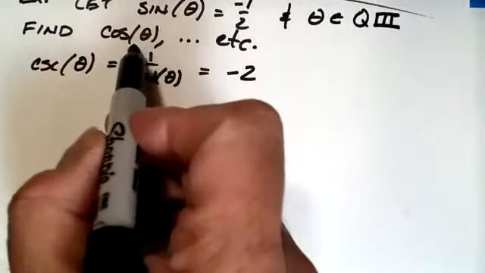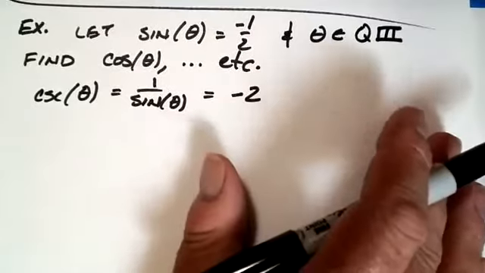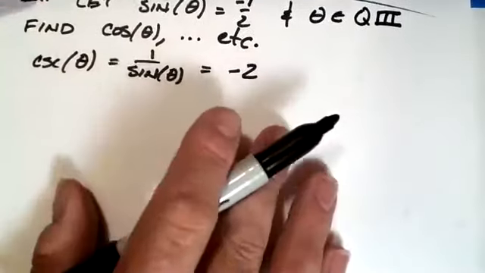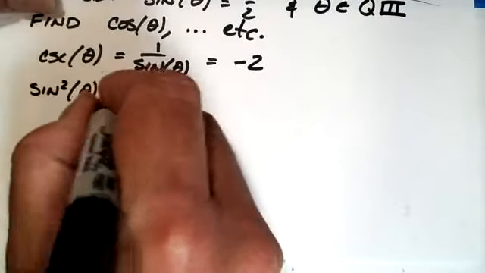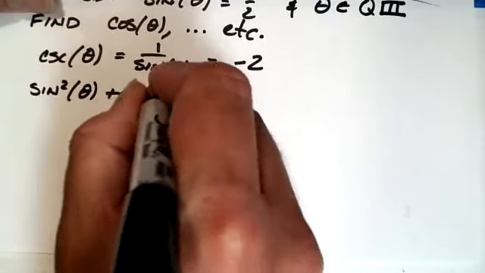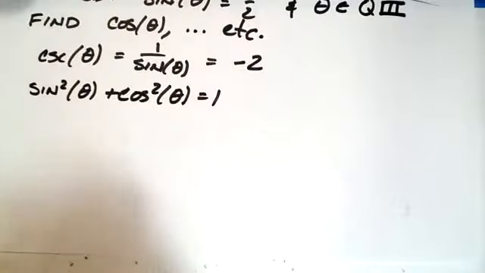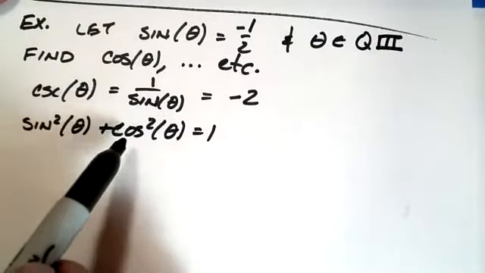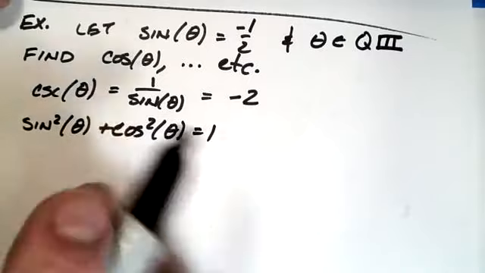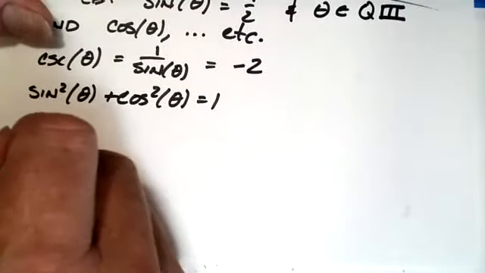Okay, so what about cosine? Well, let's go back to the first Pythagorean identity, which says sine squared of theta plus cosine squared of theta is equal to 1. Now, what I want to do is solve for cosine. So I would isolate cosine.